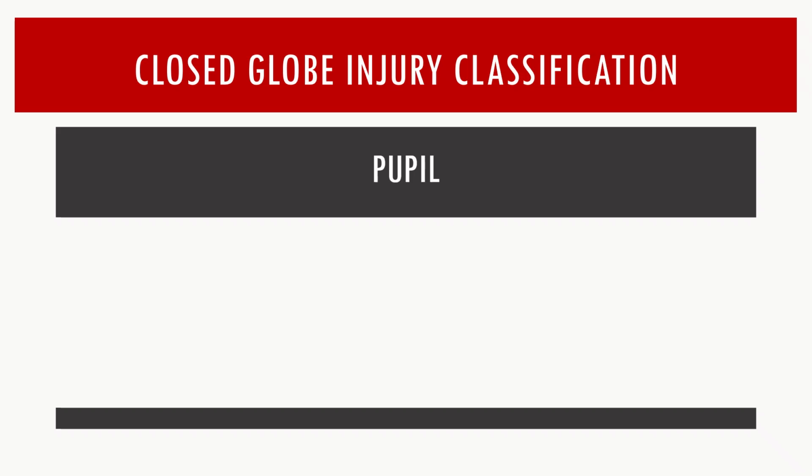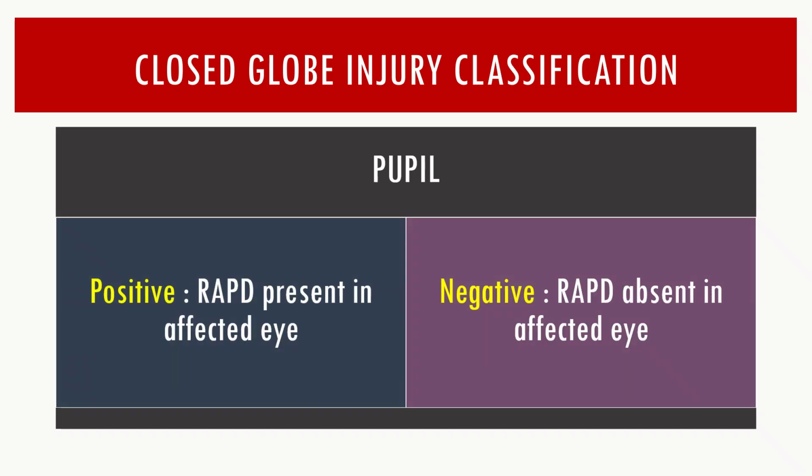Next is pupil assessment, which is again based on the presence or absence of RAPD. A positive RAPD indicates more severe ocular involvement.